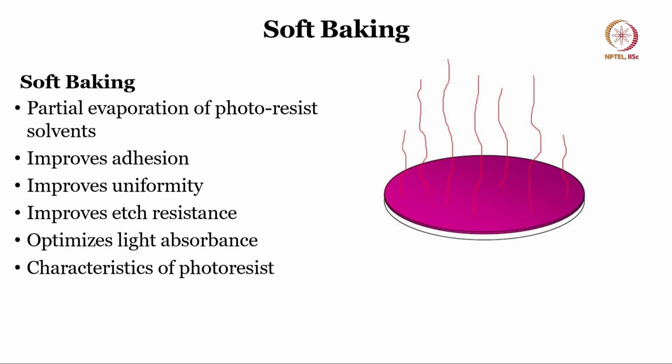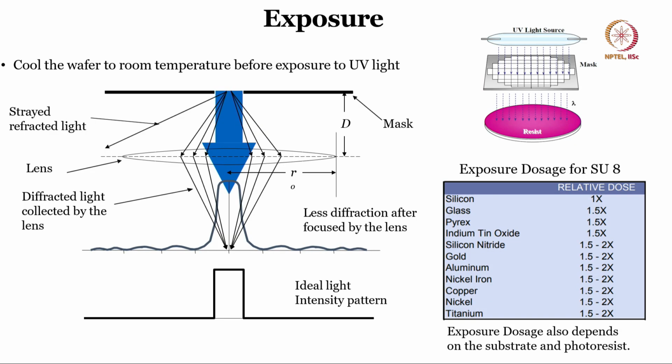You need to also look at the HMDS. You should also look at the data sheet of each photoresist, and the soft bake and hard bake temperature mentioned, and also the process time mentioned in the data sheet. Now, what is the role of soft bake, right? The role of soft bake is to improve adhesion, improve uniformity, improve etch resistance, optimize light absorbance, and it is one of the characteristics of the photoresist.